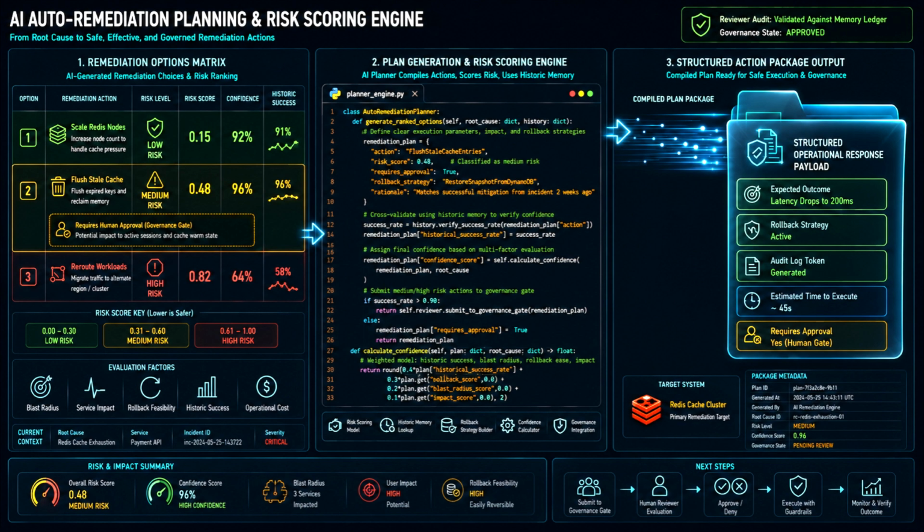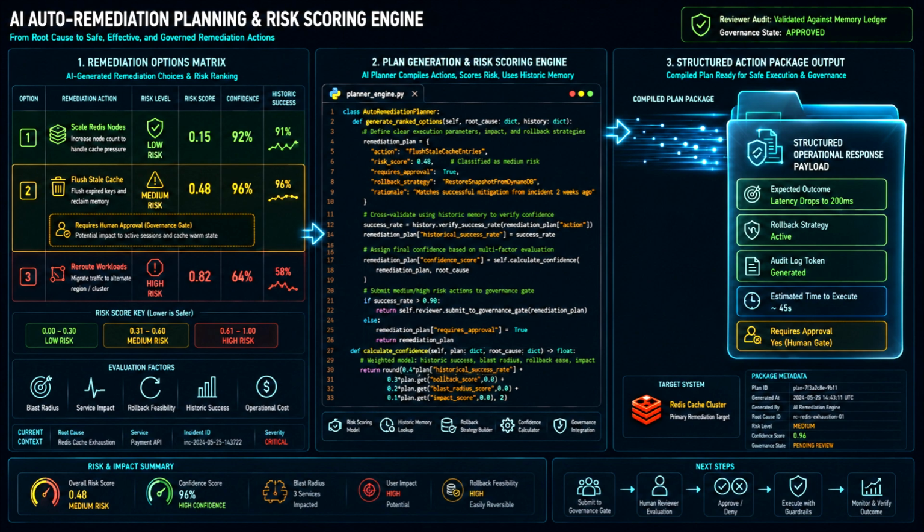After identifying root cause, the planner generates remediation options ranked by risk and expected impact. Possible actions include flushing stale cache entries, scaling Redis nodes, increasing memory allocation, or temporarily rerouting workloads. Each action receives a risk score and rollback strategy. Because cache flush affects live sessions, the action is classified as medium risk and requires approval. The reviewer validates that similar remediation succeeded in past incidents stored in memory. This increases confidence in the recommendation.